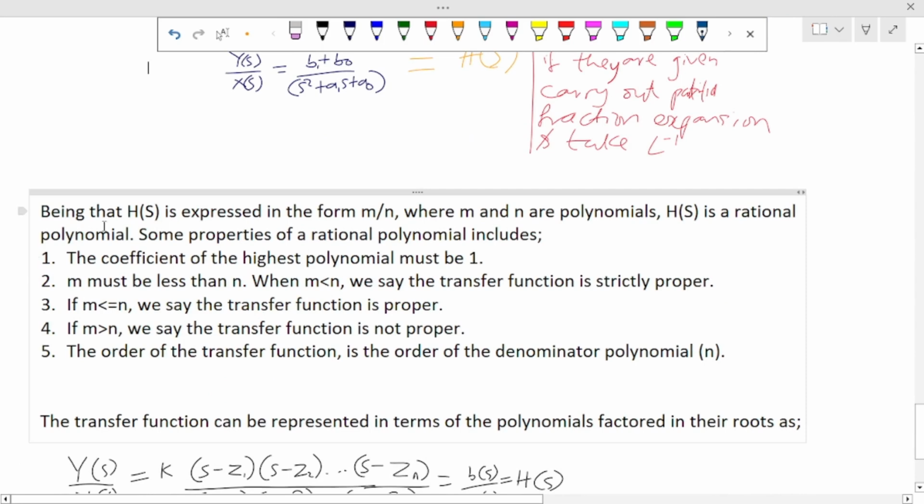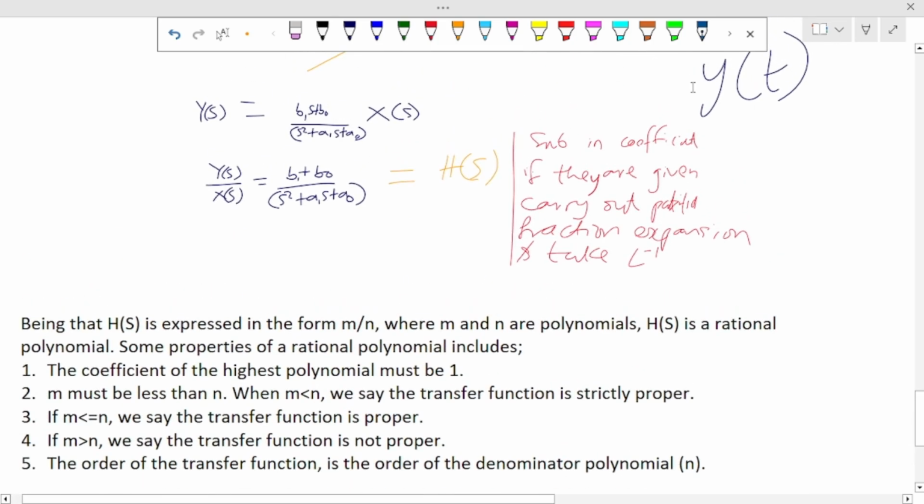Now, being that H of s is expressed in the form M over N, where M and N are polynomials, H of s is a rational polynomial. Look at this. It's expressed as something over something. M, which is what we have on top, the numerator, is a polynomial, and N is also a polynomial. So this is a rational expression, like a ratio. A polynomial over a polynomial means this expression is a rational polynomial.